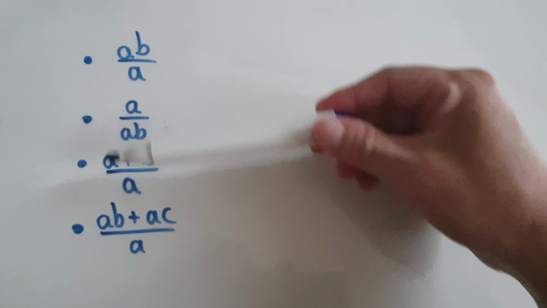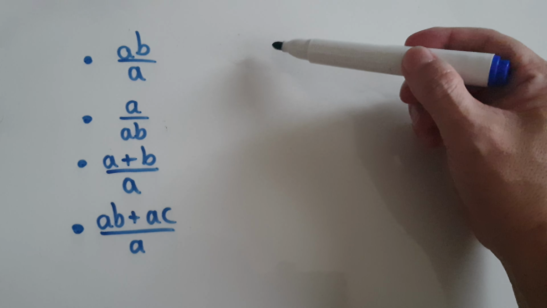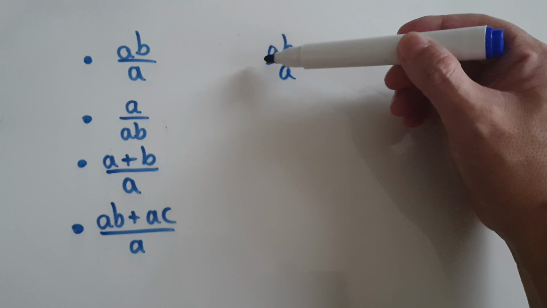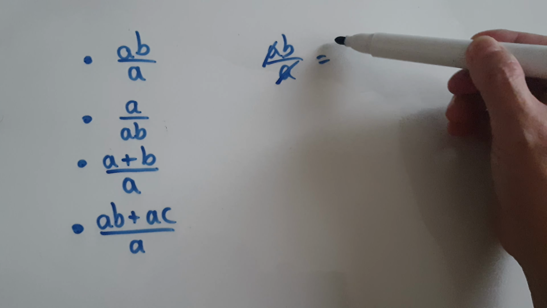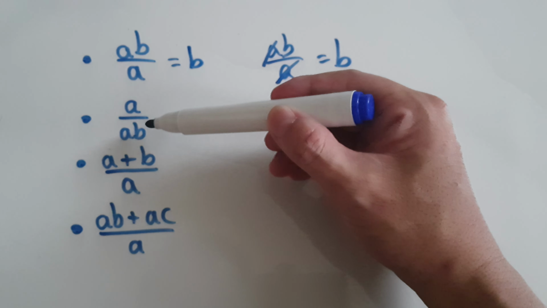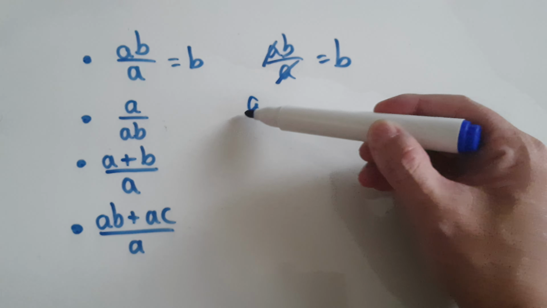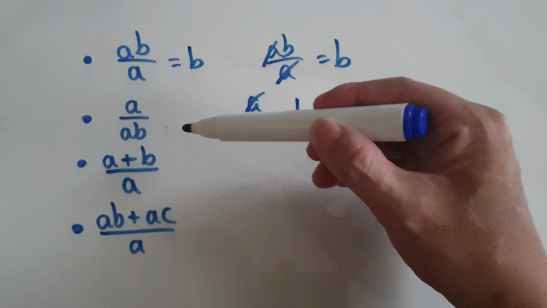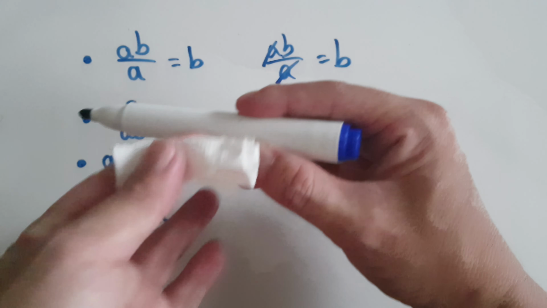In this video, we're going to try and simplify these. So for the first one, when you see AB over A, you would just normally cross these two out to give you B. So that's the answer to this one here. But for this one here, you can't just cross out the A.